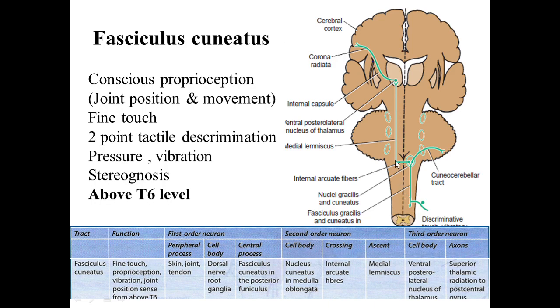So the fibers in the medial lemniscus enter into the ventral posterolateral nucleus of thalamus, and from thalamus the third order sensory neuron arises, which enters into the cerebral cortex.